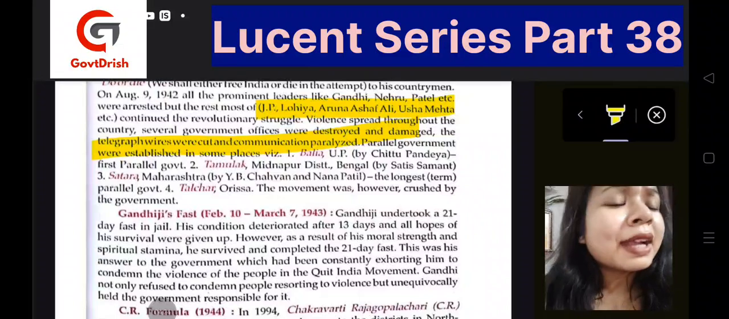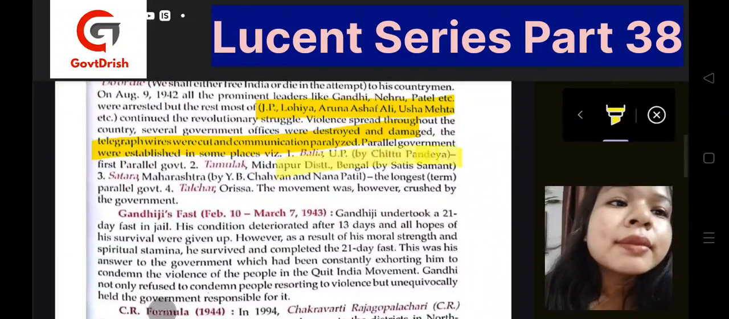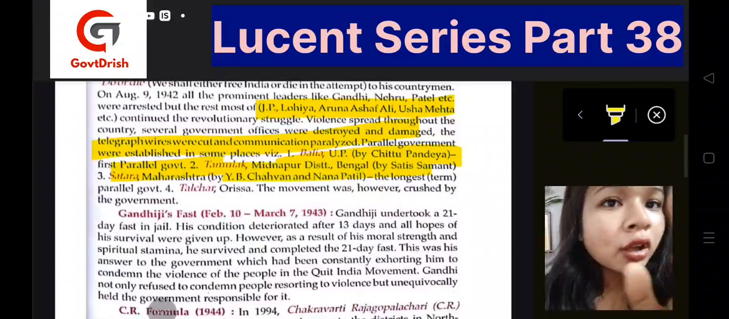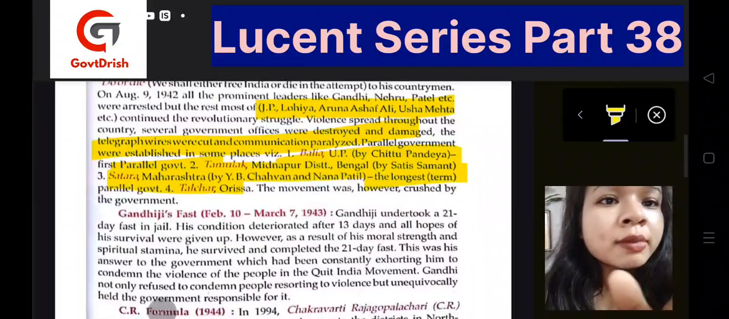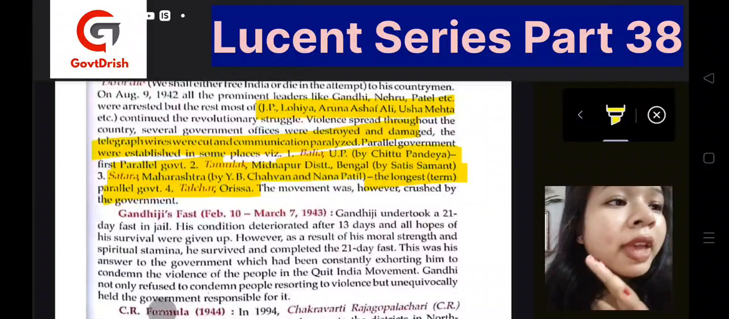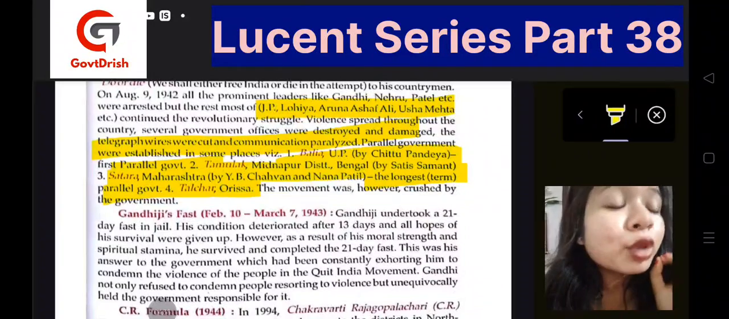Now parallel governments were formed, like in Ballia by Chittu Pandey, the first parallel government. We have Tamluk in Bengal, Satara, and then the longest lasting, Talcher in Orissa. Every state had protested against it.